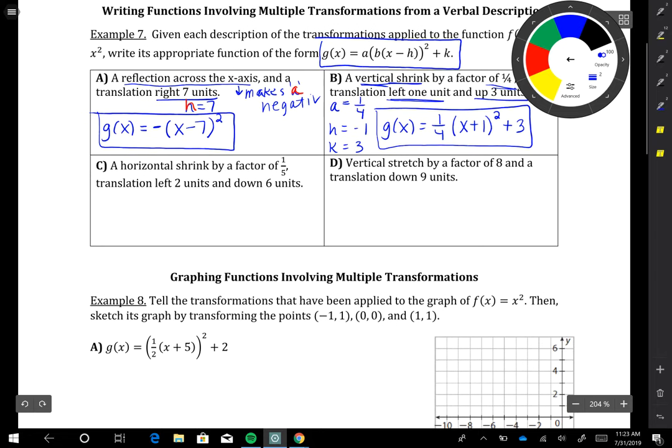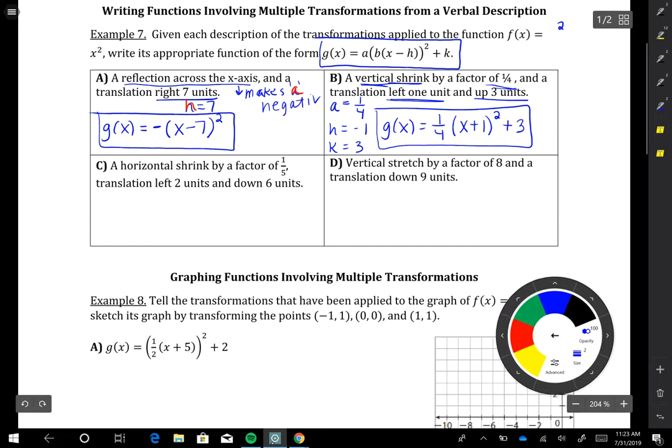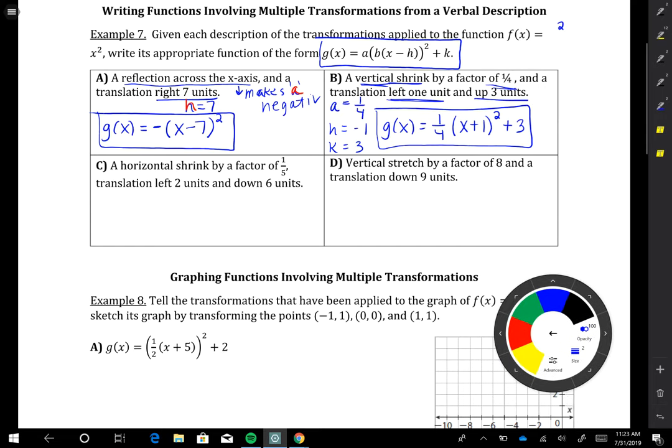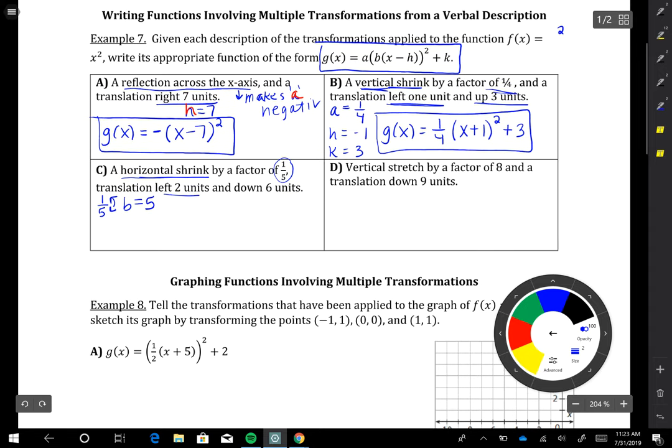Letter C, a horizontal shrink by a factor of 1/5 and a translation left 2 units and down 6 units. Remember that a horizontal shrink helps us find our B, but we always have to flip that shrink factor to get our actual B value, which would be 5. Then we have left 2 units, which gives us our H value of -2, and down 6 gives us our K value of -6.